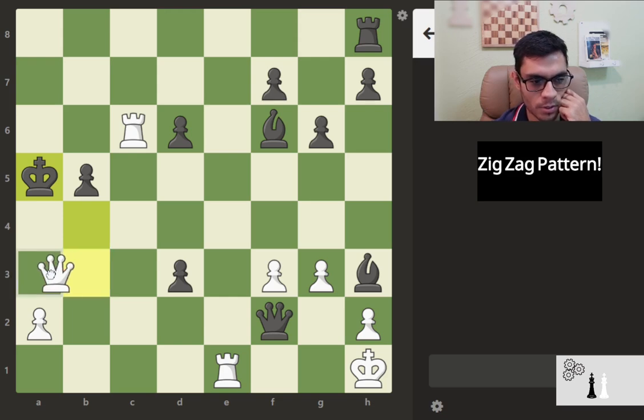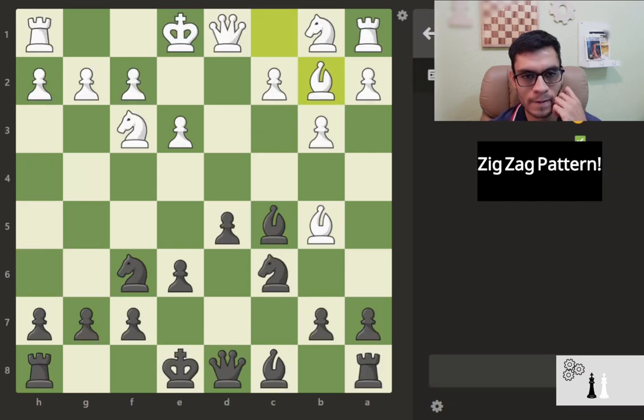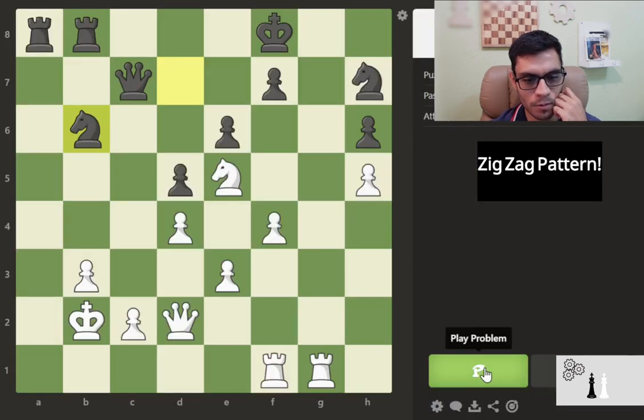I hope you saw it. So this one is just here. And it was a bit of a zigzag as well, wasn't it? First you give a check with a pawn, and then you finish it here. And let's see more.